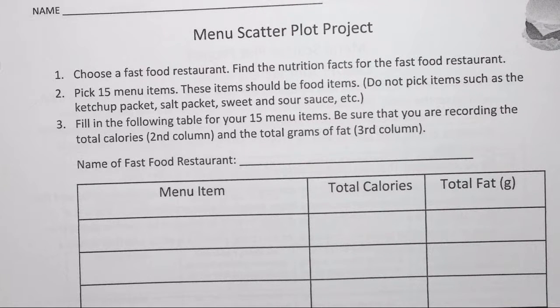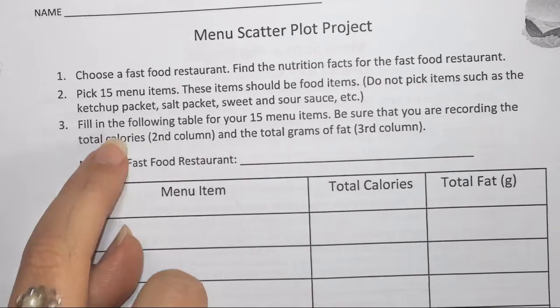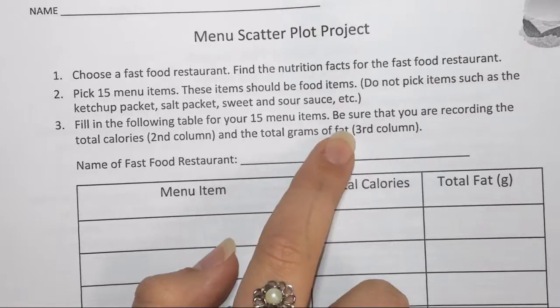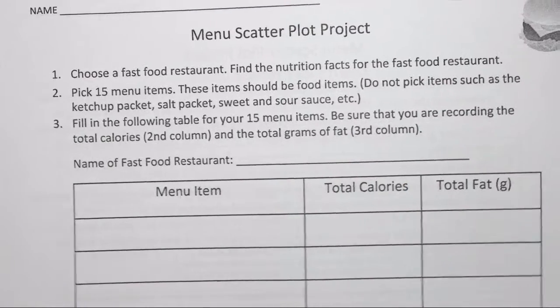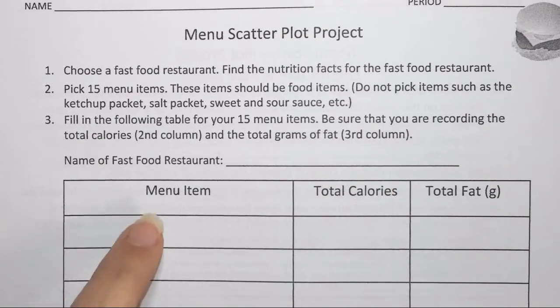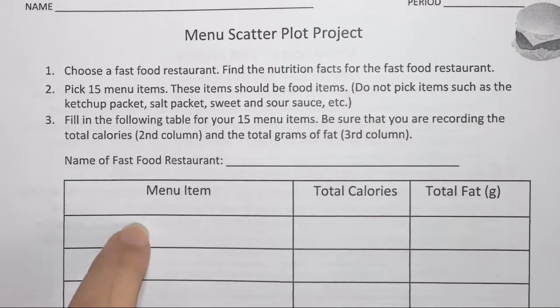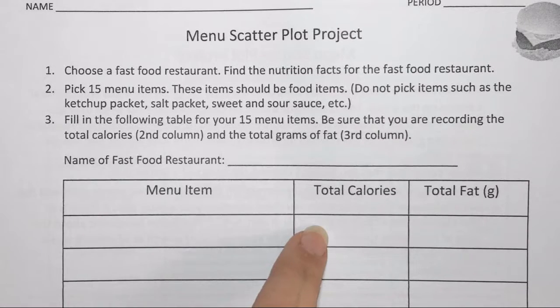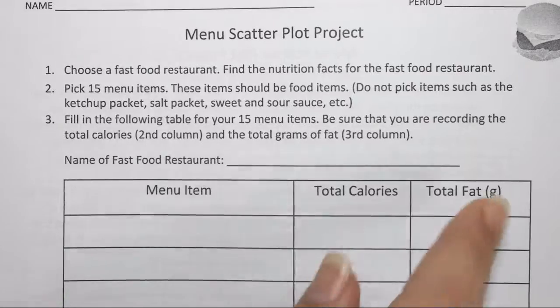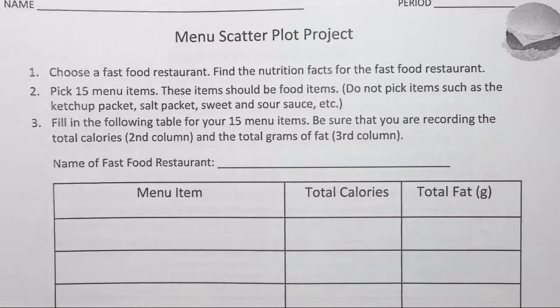All right. Fill in the following table for your 15 menu items. Be sure that you are recording the total calories and the total grams of fat. Okay? Does everybody understand? So you're going to list what it is here, like chicken fingers, and then the total calories of the chicken fingers and the total fat. Now let's turn it over to the back.